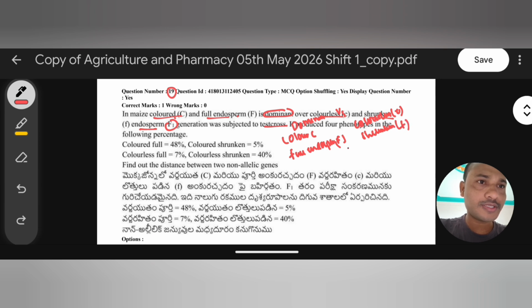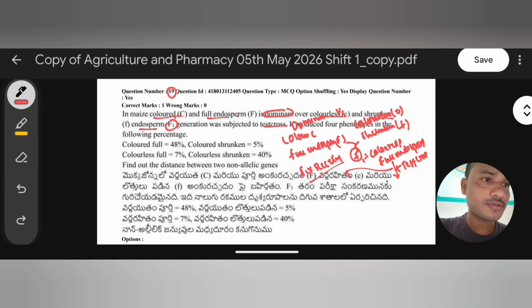So when we cross the dominant and recessive parents, in the F1 generation, according to Mendel, we will get the dominant character only, which means colored and full endosperm only. When this F1 generation is subjected to a test cross, which means crossing of F1 with the recessive parent is called a test cross, then 4 phenotypes will be produced in the following percentages.